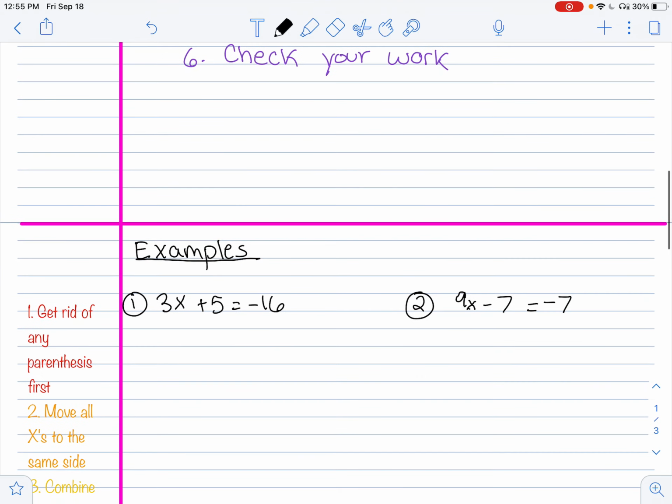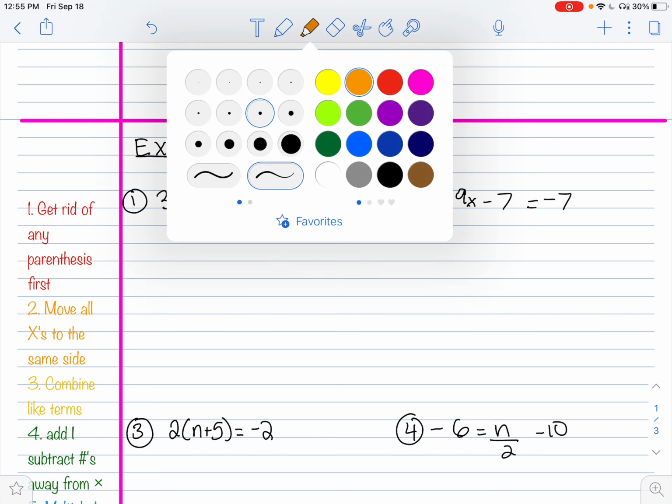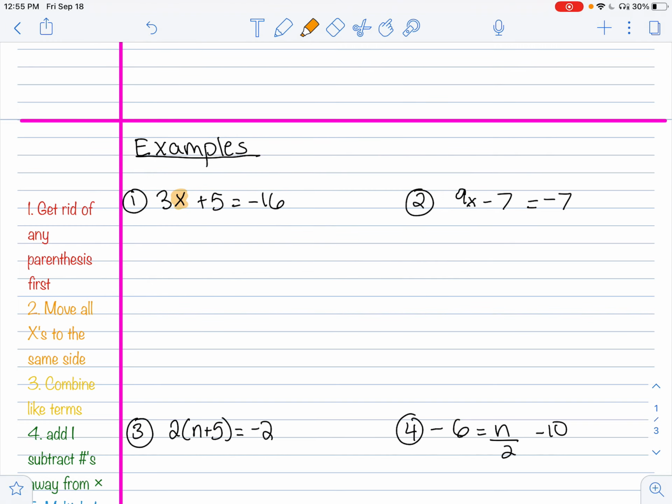So we're going to start with some examples. We have 5 examples to go over today. The first example that we have is 3x plus 5 equals negative 15. So I'm going to identify how many x's I have. I have just one x, which is good for us because that means we don't have to combine any x's together. So I'm going to split up my equation into a left side and a right side by drawing that line all the way down from my equal sign.